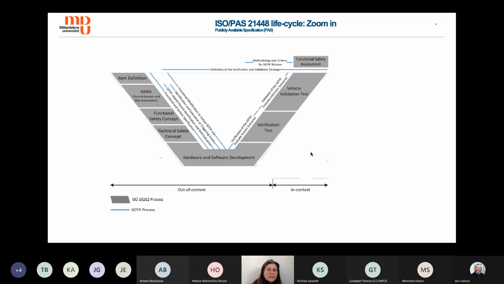If we now move to the safety of the intended functionality, this standard also prescribes a process which is aligned with the ISO 26262 process. So in gray, you see the ISO 26262 process, and then you see the activities of the SOTIF process. And at the HARA level, so Hazard Analysis and Risk Assessment level, for SOTIF, you have to elaborate on the risk that might be related, for example, to misuse by the users, the drivers.